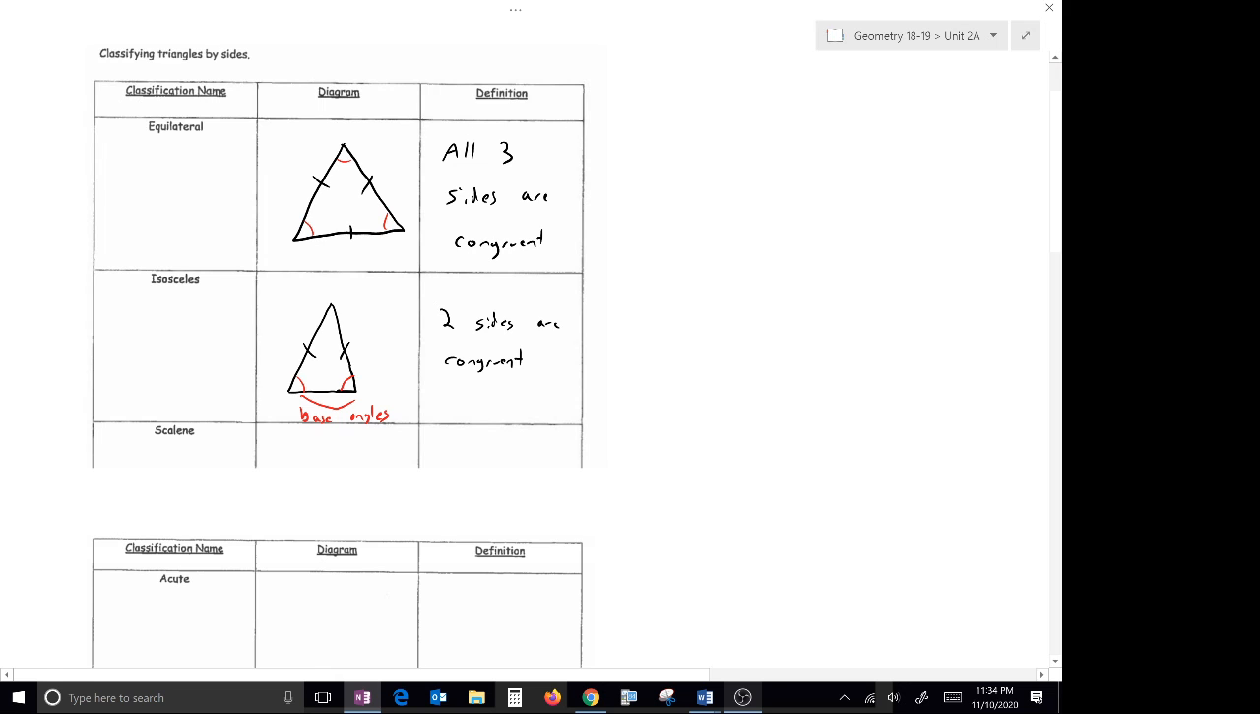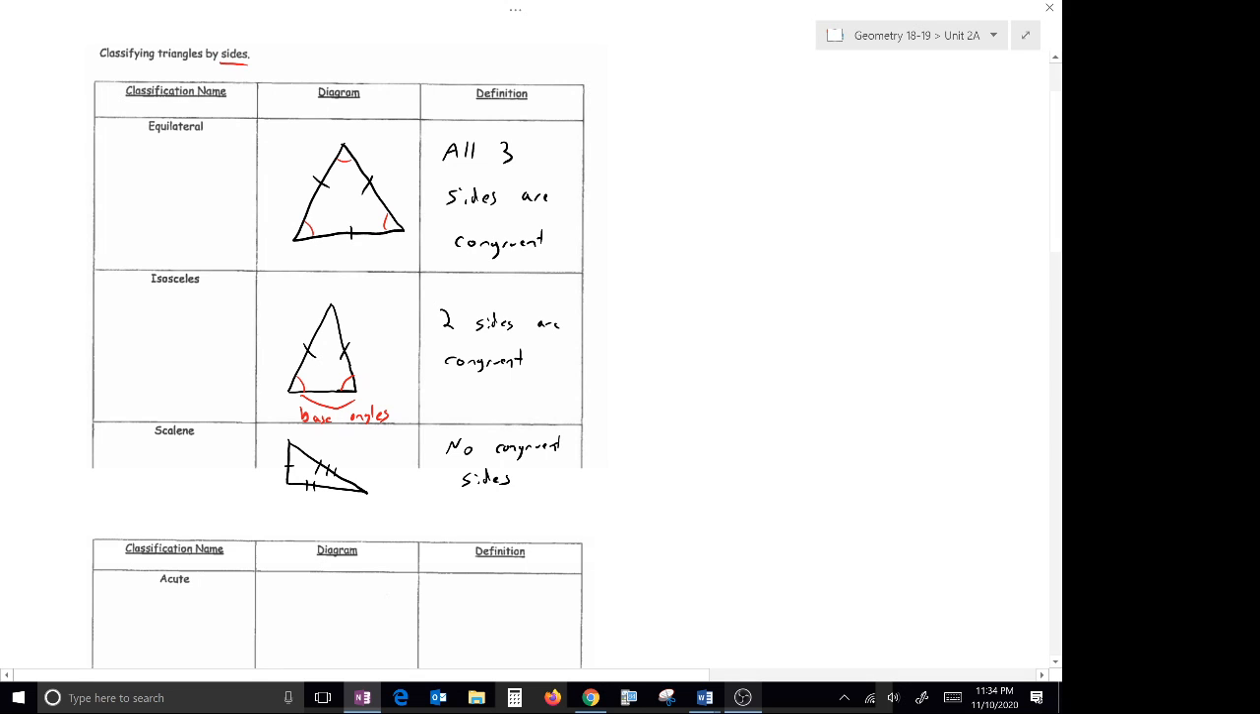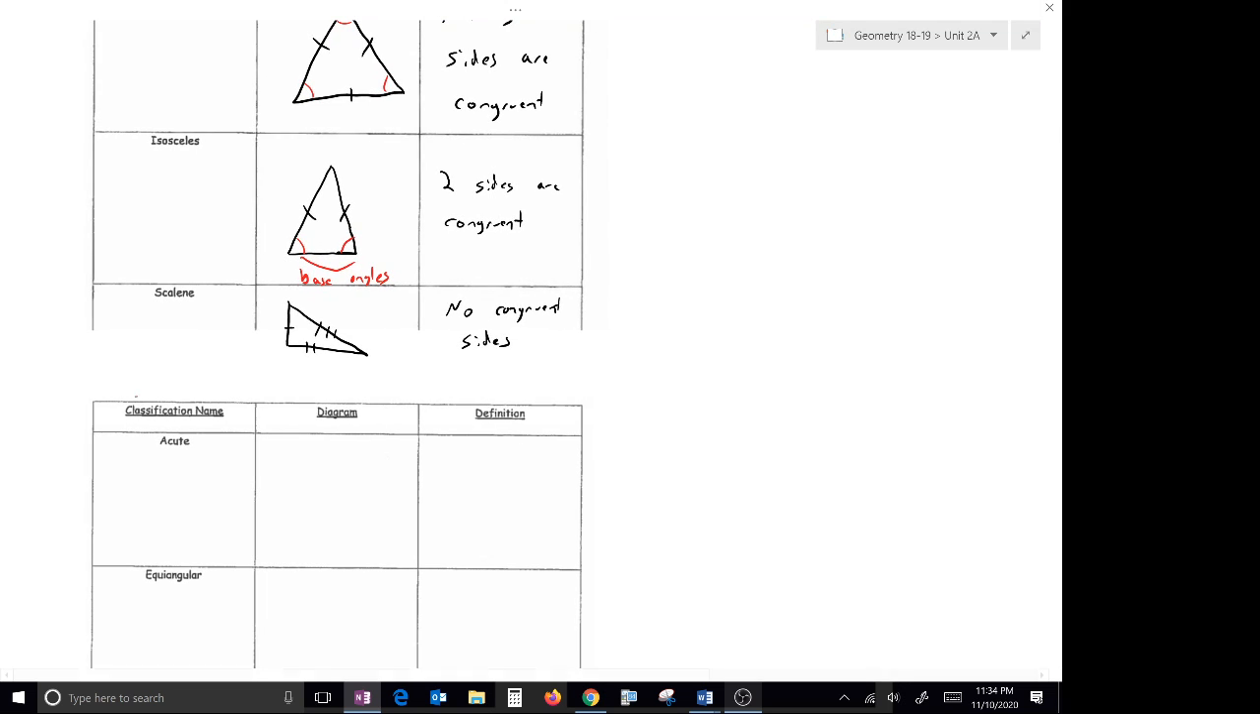A scalene triangle means we have no equal sides. All three sides are different. So this is the classification of triangles by sides. We also classify triangles by their angles.